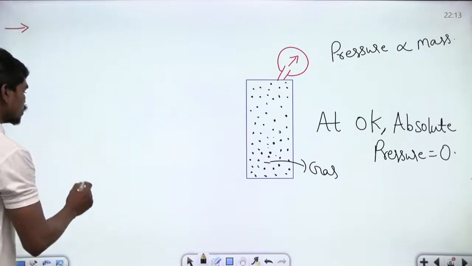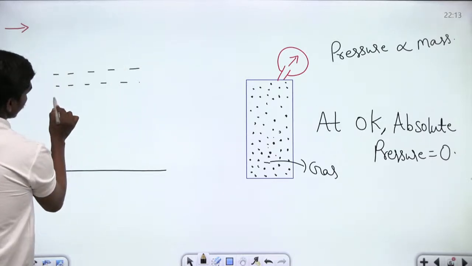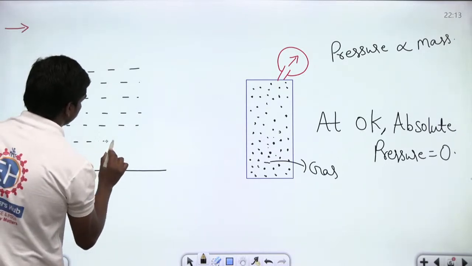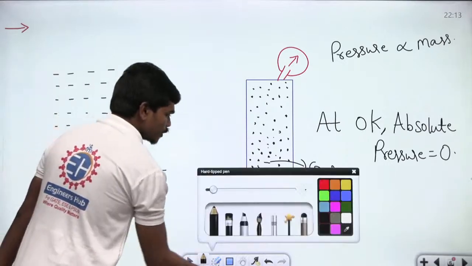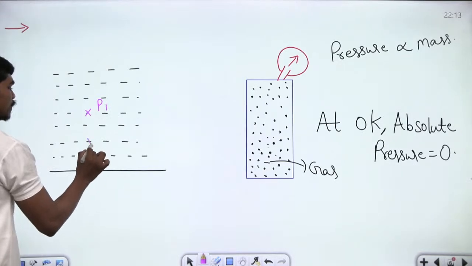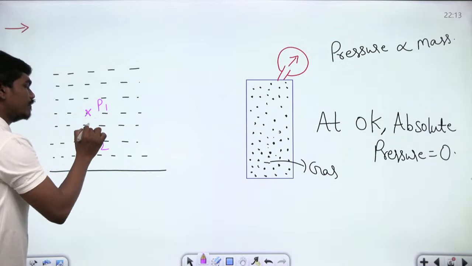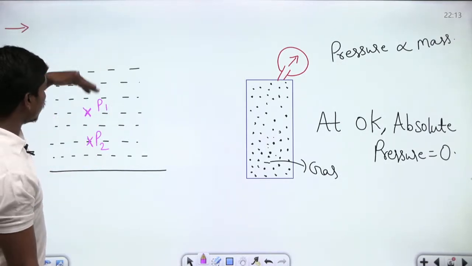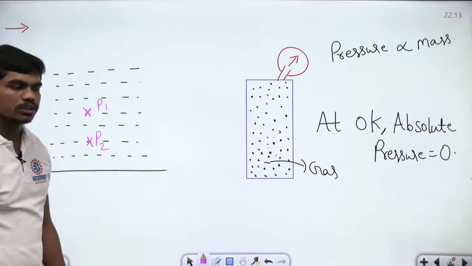Similarly, let us suppose there is some bulk of fluid which is here. In this bulk of fluid, let us suppose I take 2 points, P1 and P2. Can you tell me at which location the pressure will be high? If this location pressure is P1 and this location pressure is P2, and the atmosphere above both the points is the same, can you tell me which pressure will be more?